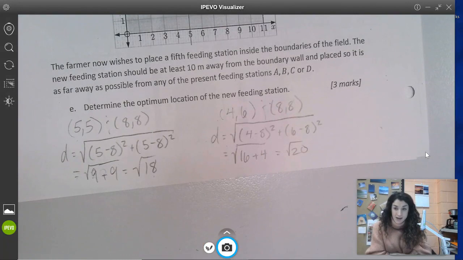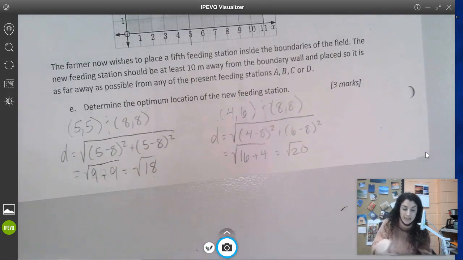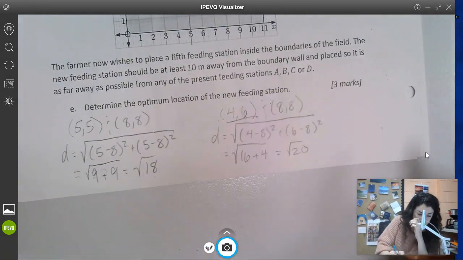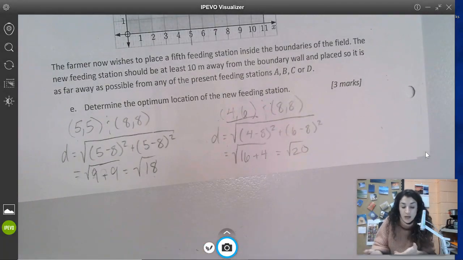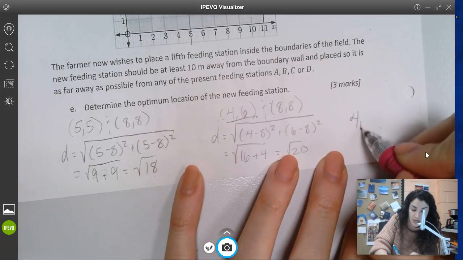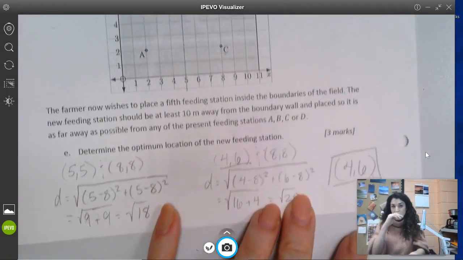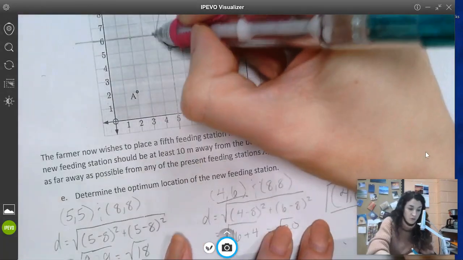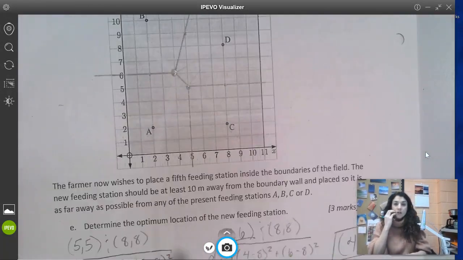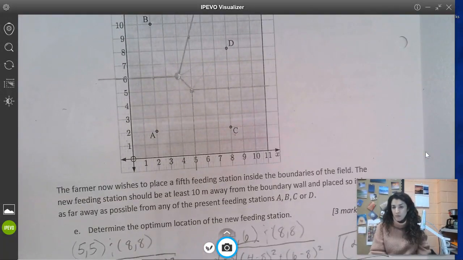Okay, leaving it in a square root so it's a little bit easier to compare, and I don't even have to type anything into my calculator if I don't need to. I can see here that the square root of 20 is larger than the square root of 18. So 4, 6 would give me the largest empty circle. So it says determine the optimum location of the new feeding station, and your answer would be 4, 6. That would be the best place to place your new feeding station. So then that way you're feeding more cows and providing it in a more convenient location.